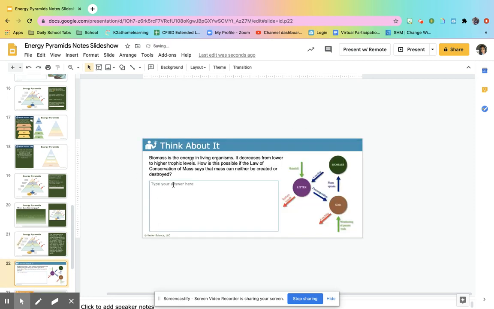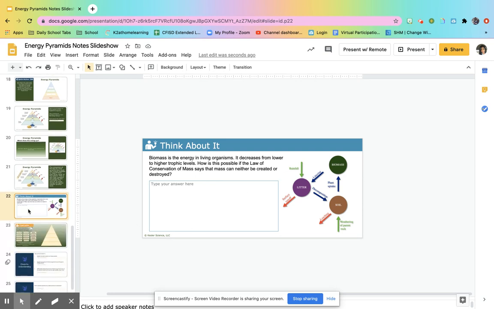All right, so here, think about this question. Biomass is the energy in living organisms. It decreases from the lower to the higher trophic level. How is this possible if the law of conservation of mass says that mass can neither be created nor destroyed? Okay, so think about it. You're going to have to think a little bit harder on this. The answer may not be as evident as you may think, okay? So just think about it, type in your answer there, okay?